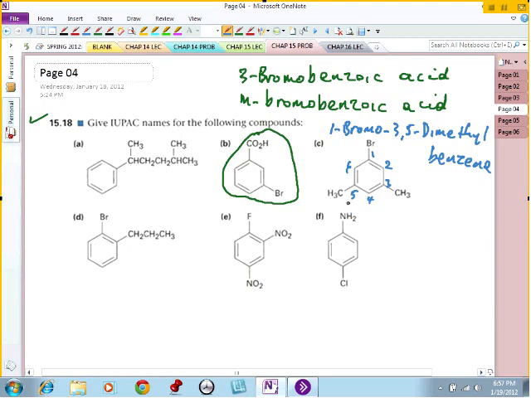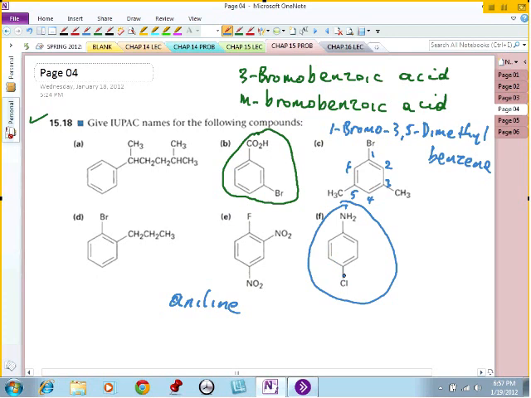Okay, let us name this. I will tell you now, this group here, the amino group attached to benzene, is a base name, and the base name is aniline. Whenever you see this group here, nitrogen attached to two hydrogens, we refer to it as an amino group. Whenever it is attached to benzene, then we call this aniline. It's one of those base names that we gave you earlier.